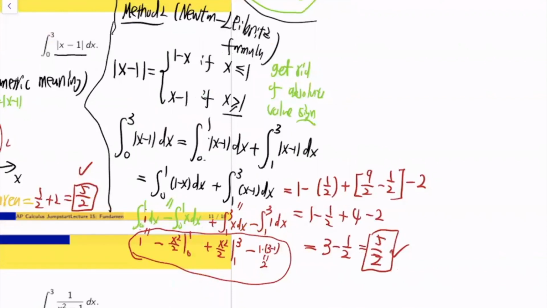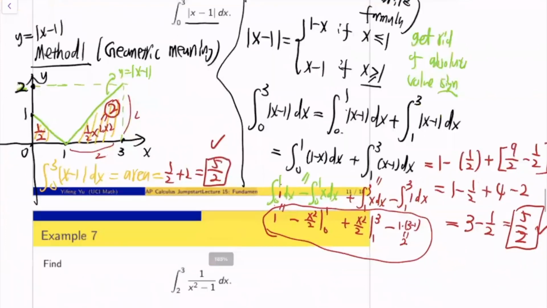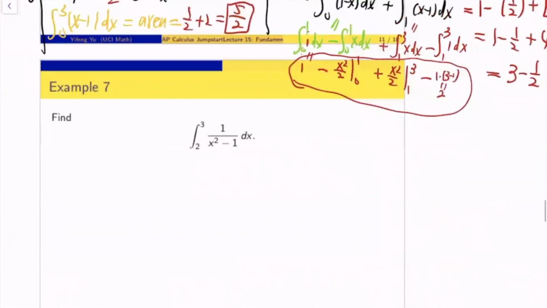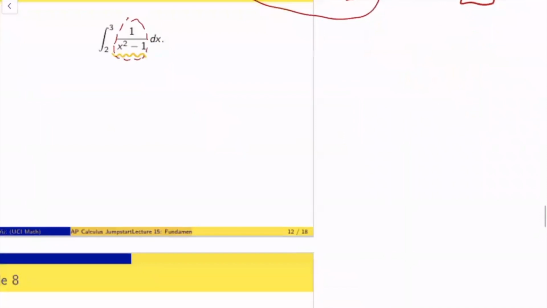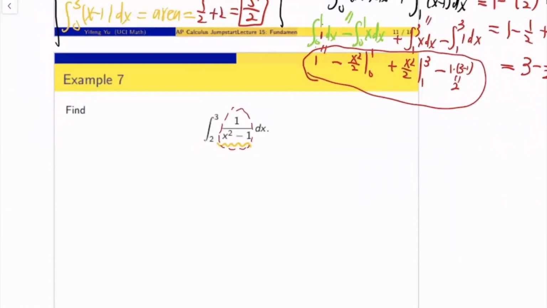Right. Okay, all right. Now let's look at example 7. Here we want to do the integration from 2 to 3 of 1 over x squared minus 1 dx. Here again, we try not to just find the antiderivative of 1 over x squared minus 1 directly. Let's try to simplify it. Of course, we can do the antiderivative thing, but let's try to simplify this one first, or write it in a way that we like.